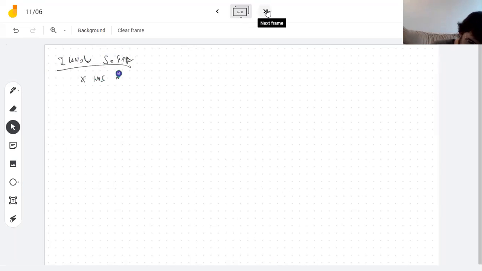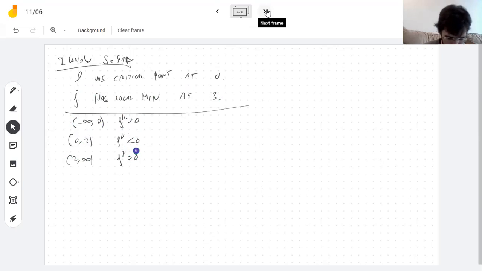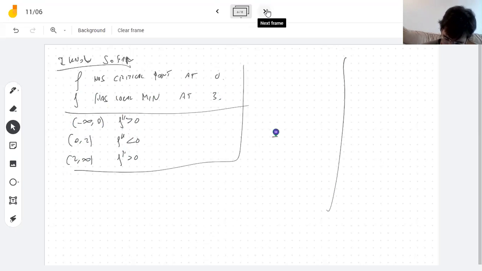F has critical points at 0 and 3. F has a local minimum at 3. Between negative infinity and 0, the second derivative is positive. Between 0 and 2, the second derivative is negative. And between 2 and infinity, the second derivative is positive. So I can do a pretty good picture with this.